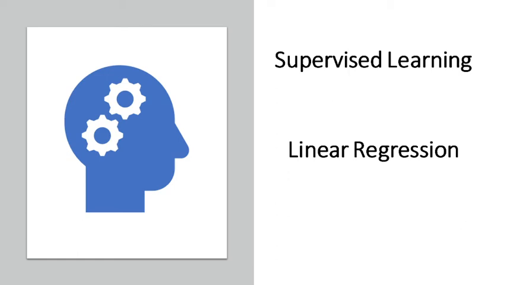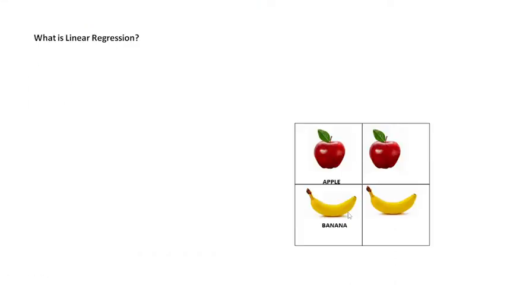So in my previous video, I have explained about machine learning and the various kinds of machine learning. In this session, I will be going with the supervised learning model, and under that we will be learning about linear regression. So what is a linear regression? Linear regression is one of the supervised learning models.